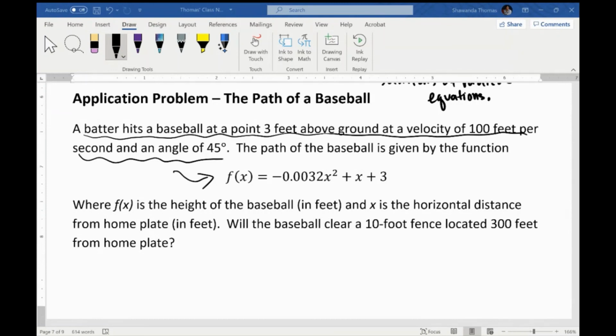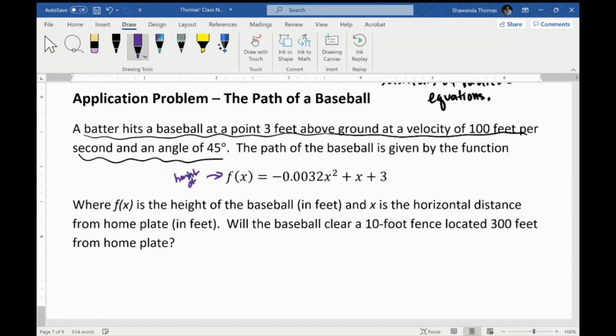All right, so the function is f of x equals negative 0.0032x squared plus x plus 3. That's our function, where f of x is the height of the baseball. What is f of x? The height of the baseball. Very nice. f of x is the height.